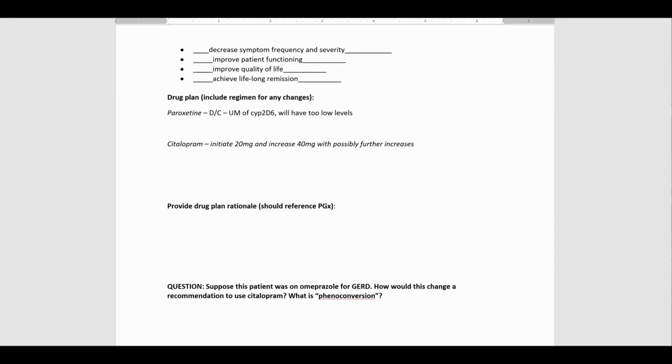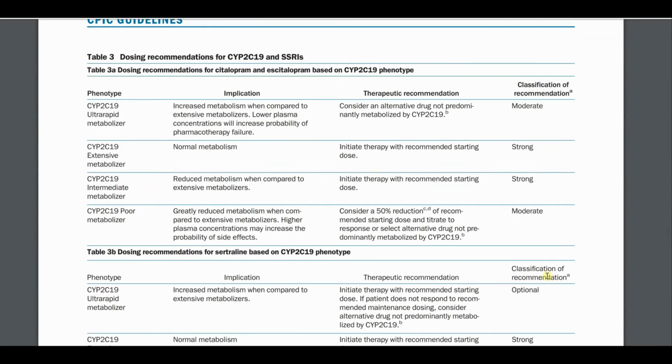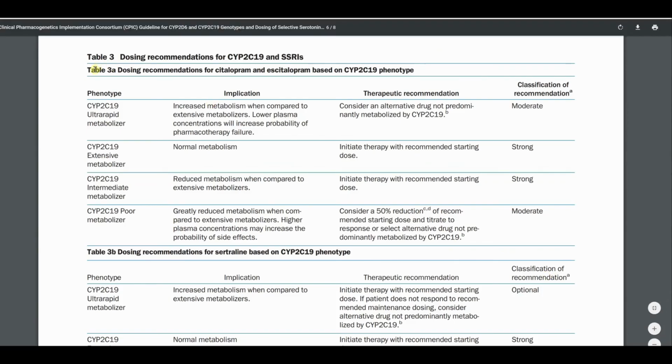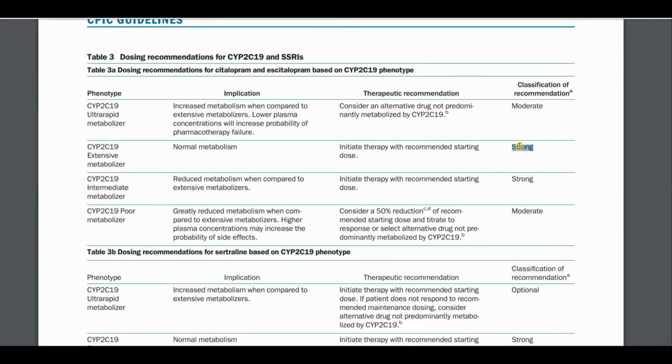Let's go look at CPIC real quick and make sure that we have the right pharmacogenetic recommendation. Okay, so I got you in CPIC. We're on table 3, which is dosing recommendations for 2C19 and SSRIs, specifically for citalopram and escitalopram and 2C19. This patient is an extensive metabolizer. They have normal metabolism. So initiate their therapy with a recommended starting dose, which we're going to do, and they consider that strong evidence. So we seem to be right on the track. It seems to be like a pretty good plan.